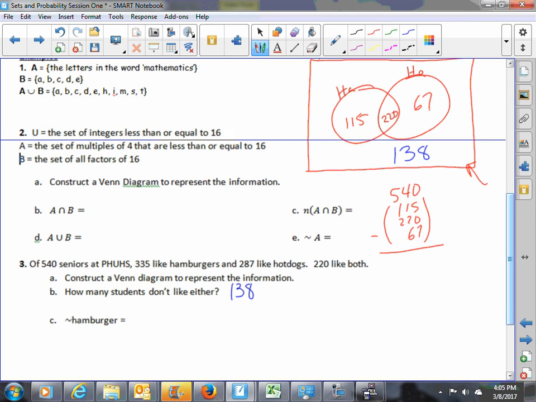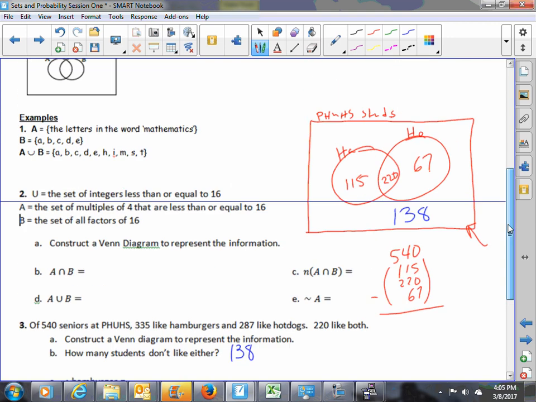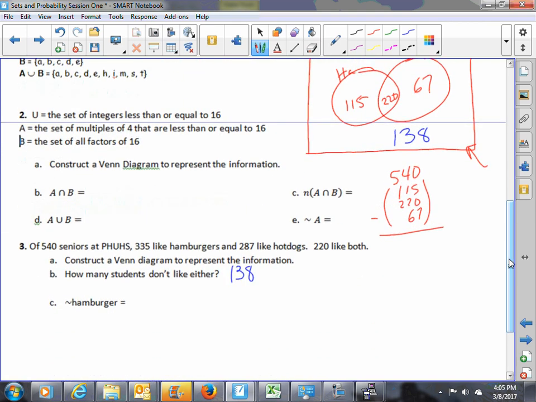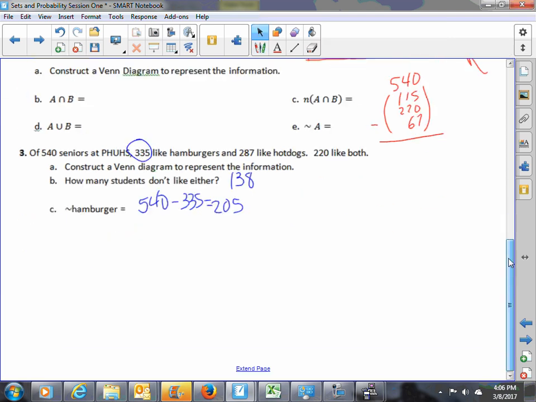How many students are in the not hamburger? Well, there's a total, I've forgotten, but it was up here in the problem. Oh, here it is. There's a total of 335 students that like hamburger. So 540, all the students, minus the ones that do like hamburger, will be the number that don't like hamburger. And what is that, 205? I think it's 205, yes. So there's 205 students that don't like hamburgers.